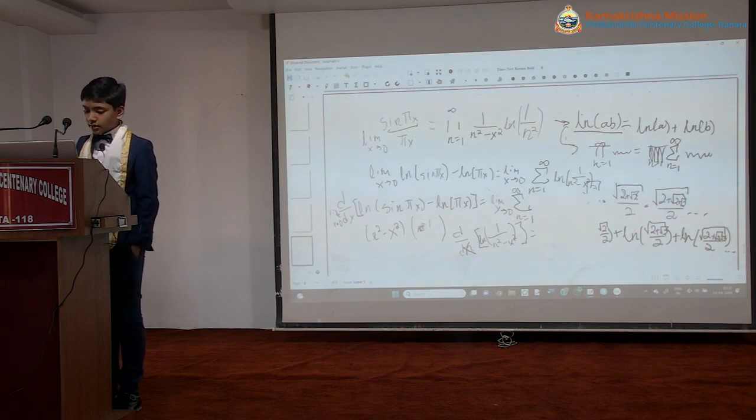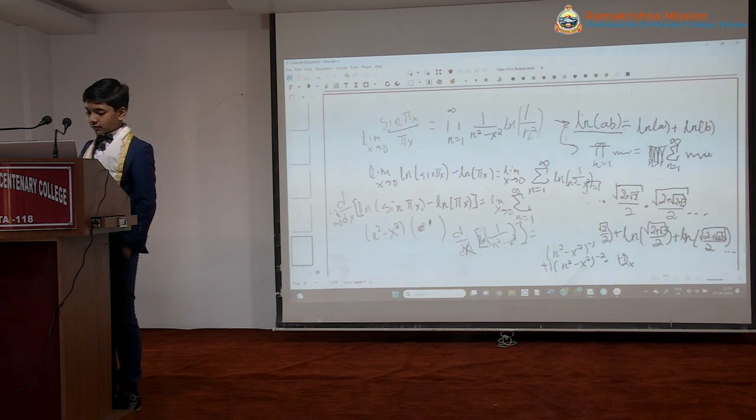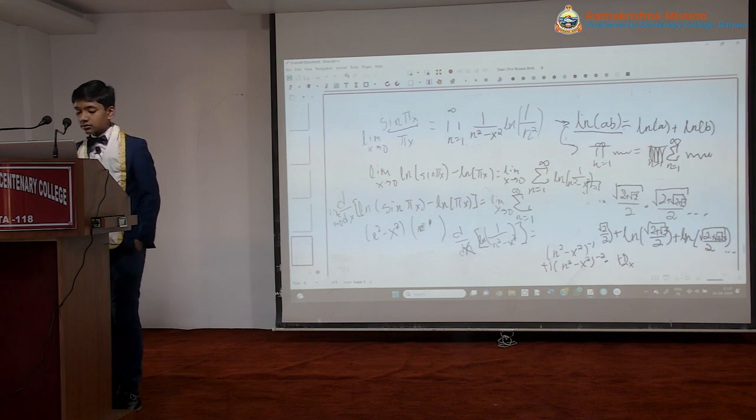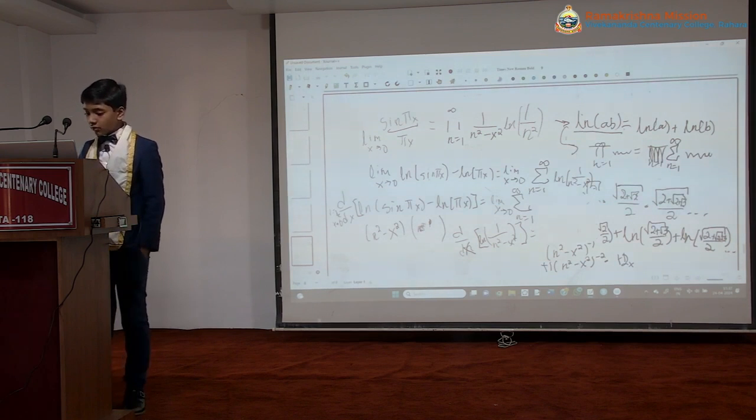So we have n squared minus x squared on this side, and since we're differentiating over x, we treat n as a constant. So this is going to be d/dx of the thing inside, 1 over n squared minus x squared. What is that going to be? Well, n squared minus x squared to the minus 1 becomes minus 1 times n squared minus x squared to the minus 2 times, by the chain rule, minus 2x. So I'm just going to cancel these negative signs out real quick. So we get 2x times n squared minus x squared to the minus 2.